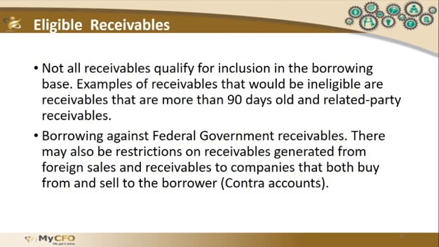Examples of receivables that would be ineligible are, for example, anything which is over 90 days, given that the general credit term is 30 days. Generally, 3 times the general credit term is what is considered past due for ABL purposes. Related party receivables, because this is just left pocket, right pocket. You're just moving funds from one company to another. So no lender is going to lend you against receivables to be received from your own related party.